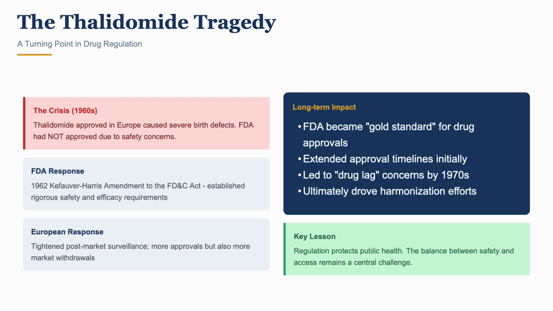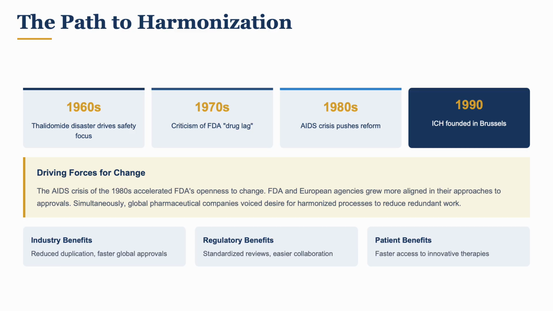The FDA's rigorous approach established it as a global gold standard for drug approvals, but it also led to longer approval times and, eventually, criticism about the so-called drug lag. This timeline shows how we got from the thalidomide disaster to the creation of ICH and ultimately the eCTD. The 1960s were defined by the thalidomide response: stronger regulations, more safety requirements.